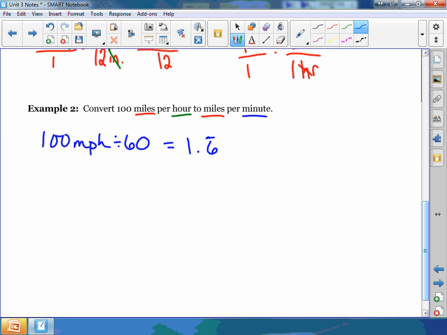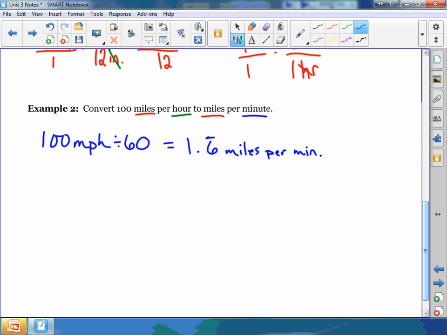What would the units be? Miles per minute? How many did it just like that? 100 divided by 60. Okay.